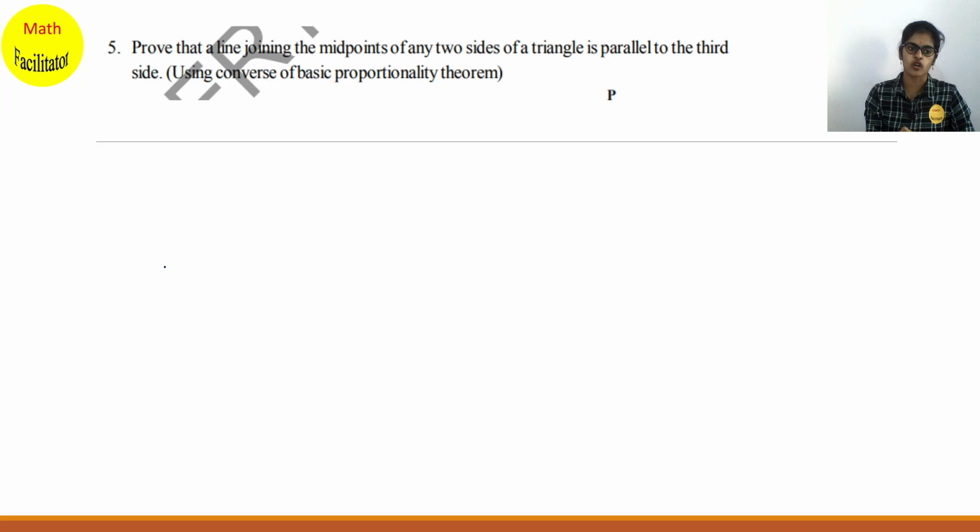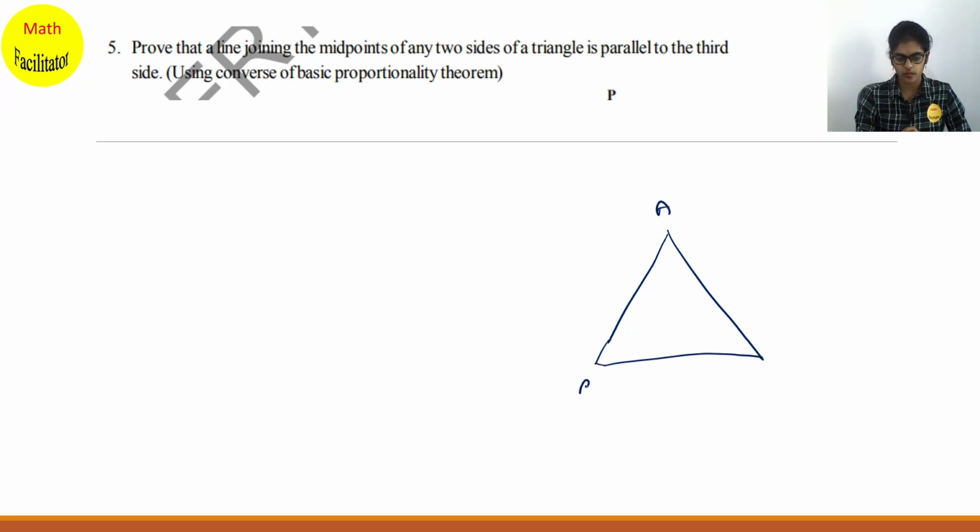Prove that the line joining the midpoints of any two sides of a triangle is parallel to the third side. So this is triangle ABC. What you should prove, just see here. ABC is a triangle, the line joining the midpoints of any two sides. Suppose here D is a midpoint and here E is the midpoint of AC. So I am drawing a line joining the two midpoints. You have to prove that this line is parallel to the third side. So how shall we prove?